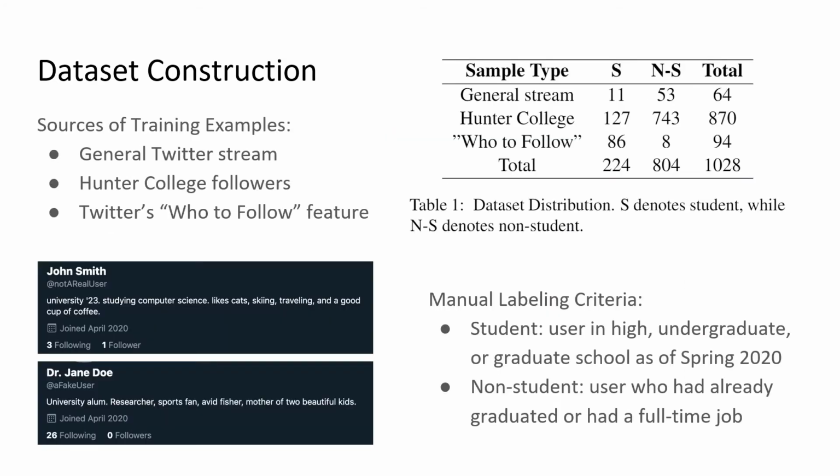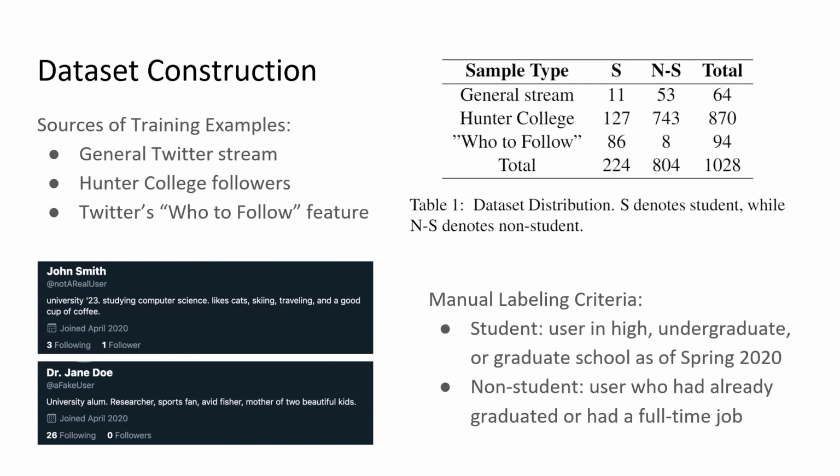The first part of our project was constructing a student-dense dataset to train our model. In order to do this, we scraped users from 3 different sources and manually labeled them. The first source was a general Twitter stream for 10 minutes, looking only at English language tweets. The second source was the followers of Hunter College, a university account on Twitter, which we thought would increase the proportion of students in our set. And finally, we looked at the Who to Follow feature on Twitter, which was used to find the friends of previously identified student users to further increase the number of students in our sample.